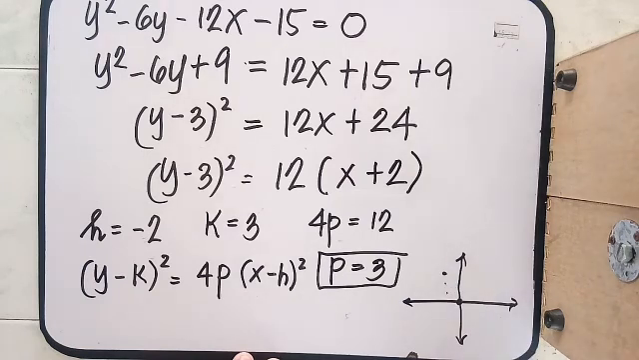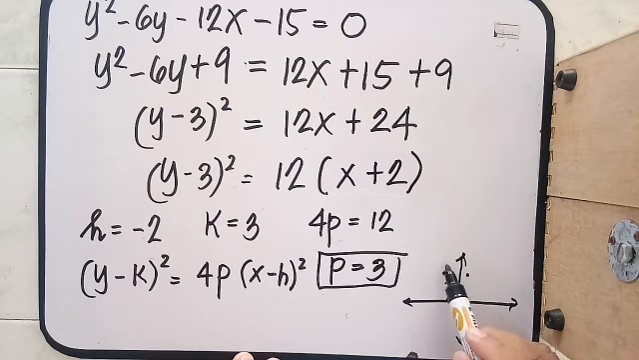And then our focus is 3. Count 3. Where does our parabola face? It faces the right side because the focus is positive. So count 3. So here, 1, 2, 3. Our focus is here. Now, since our latus rectum is 3, we count 3. 1, 2, 3, from the vertex.